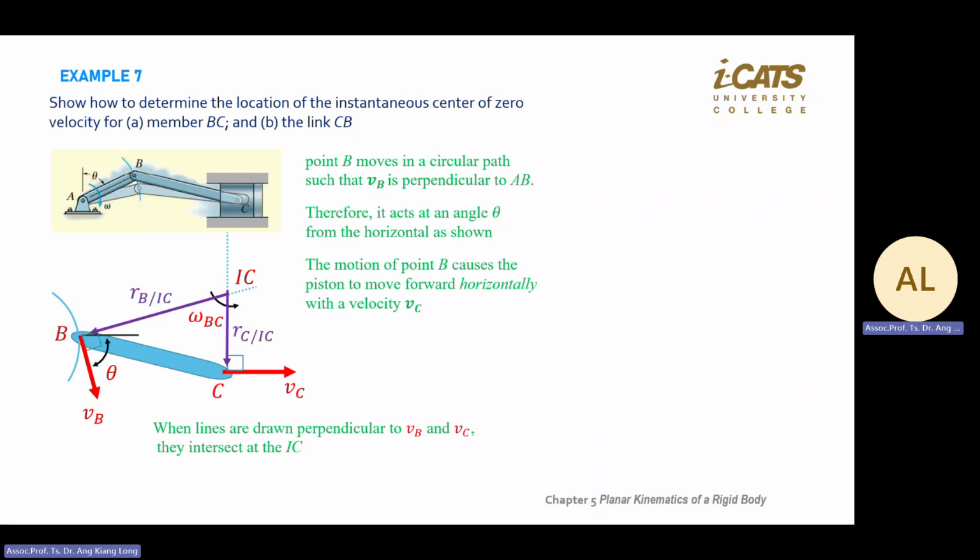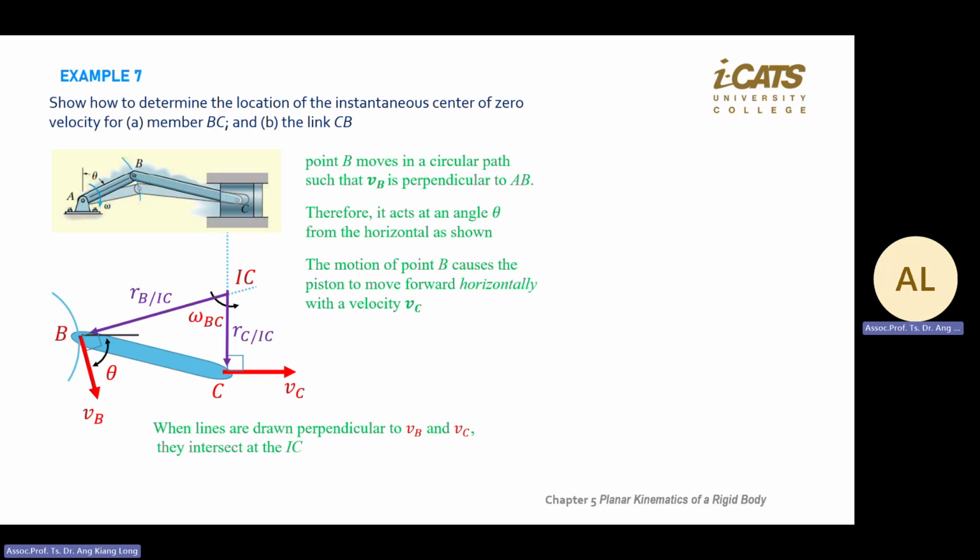And then you must label. You must label, don't just leave it as a dotted line. You must label where your positions R_C/IC and R_B/IC are, and always pointing from IC to the point. The arrow always points from the IC point to B, or to the point of interest. In this case, IC point to B, IC point to C. And then you must put an arrowhead there, to show the direction.